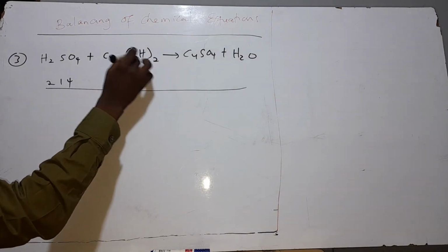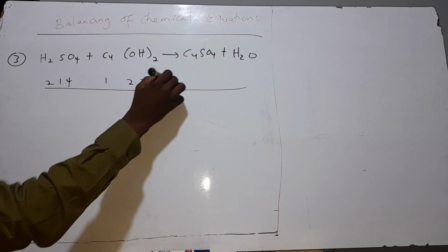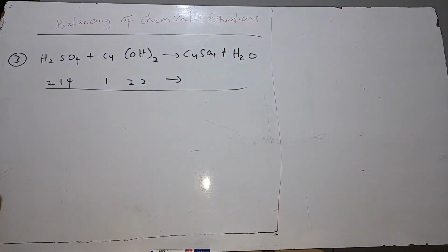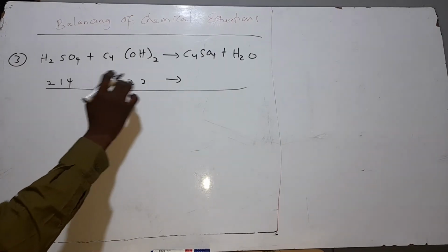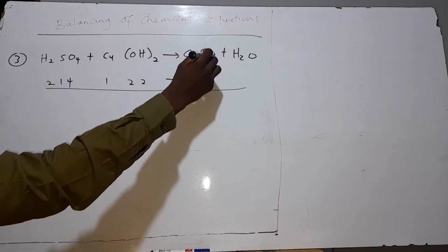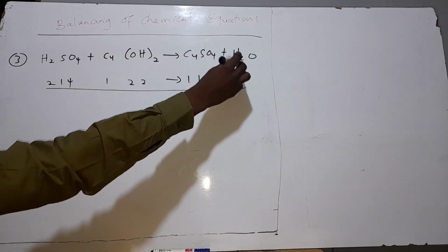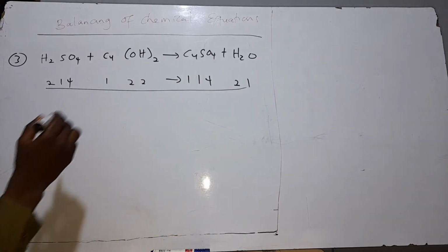Now you know this one. We are going to have 2 oxygen here. We are going to have how many hydrogen? We are going to have 2 hydrogen here. Then we come to this side. Don't let these numbers confuse you. These are the numbers you are going to multiply with. Then we are going to have 1 copper here. We are going to have 1 sulfur. We are going to have 4 oxygen here. And here they are together. We are going to have 2 hydrogen, 1 oxygen.